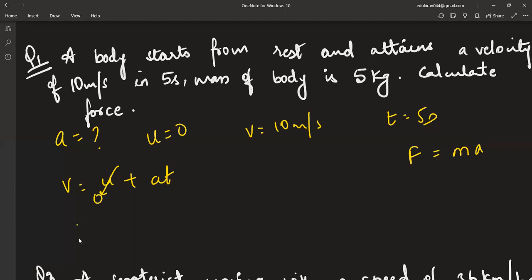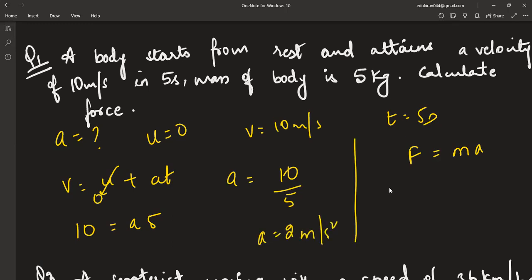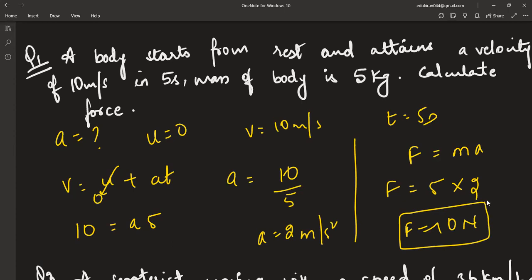This is zero. So 10 is equal to A into 5, right? So acceleration will become 10 by 5. Acceleration is 2 meter per second squared. So force will become 5 into 2. Force is 10 Newton. Note it down. One more question we'll see.